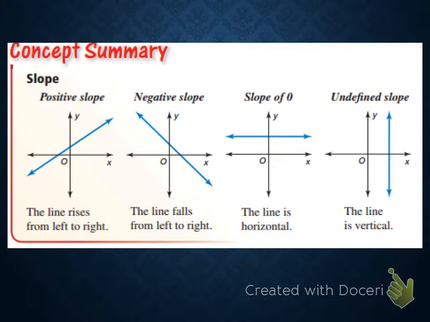Now looking at our concept summary, this shows you here. Notice the line rises from left to right, positive slope. Going down left to right, negative slope. Horizontal line, slope of 0. Undefined slope, that's when you hit that wall, the line is vertical.